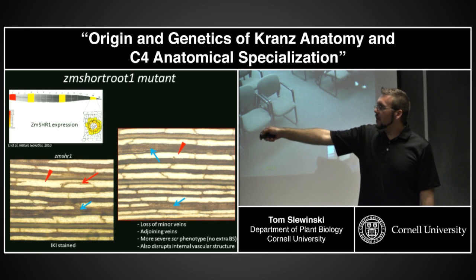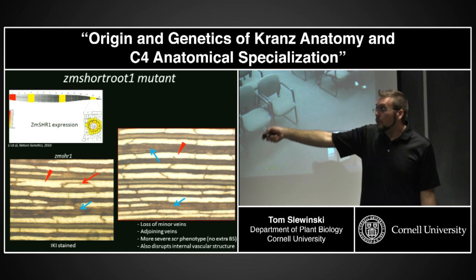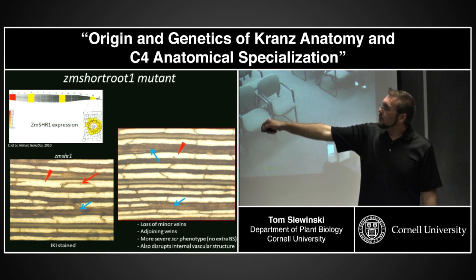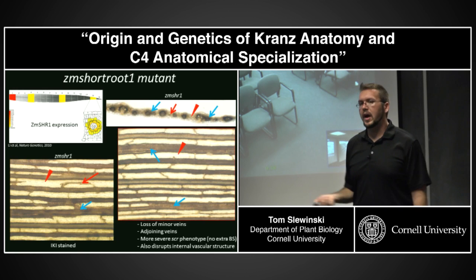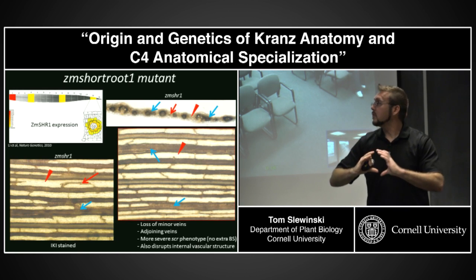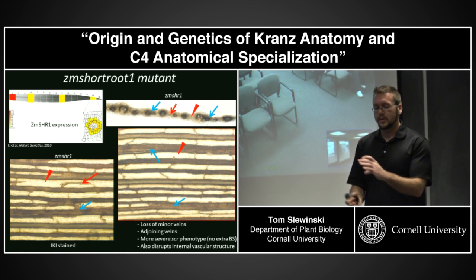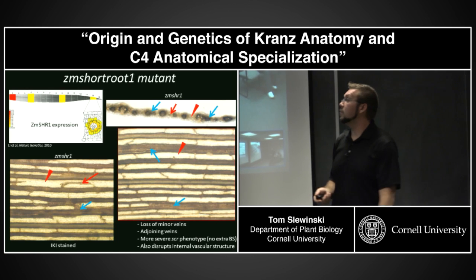We have loss of minor veins, here in the red triangles, distorted minor veins, here with the red arrows, adjoining veins with the blue arrows crashing together. And it also appears to disrupt internal vascular structure. So scarecrow only operated in the endodermis, but short root operates within the vascular core itself and the endodermis. So we see defects in both.